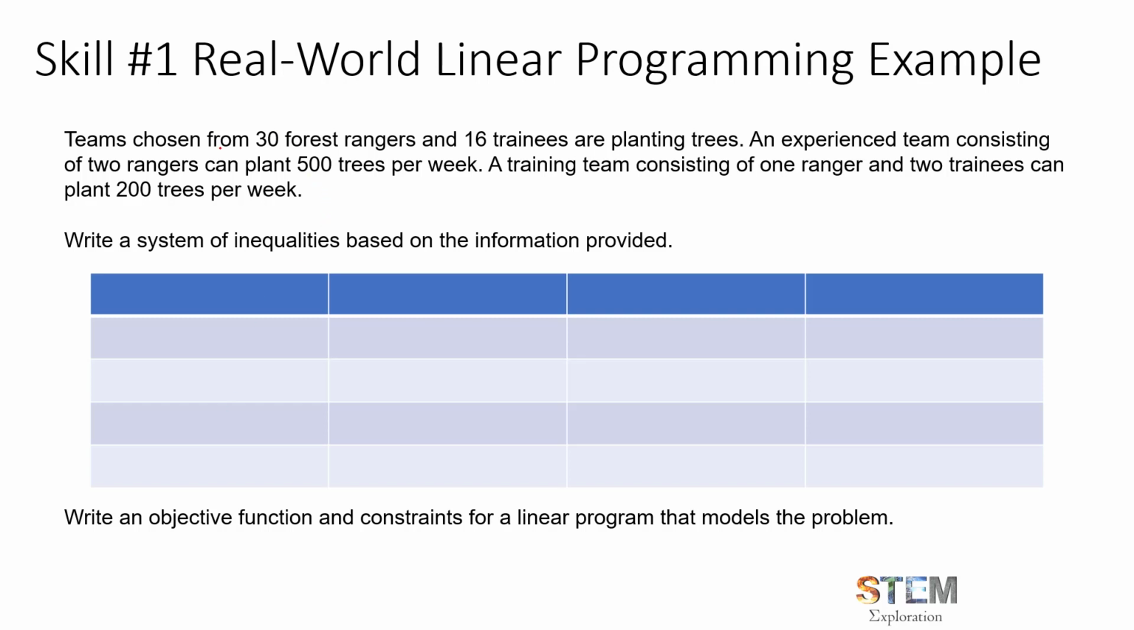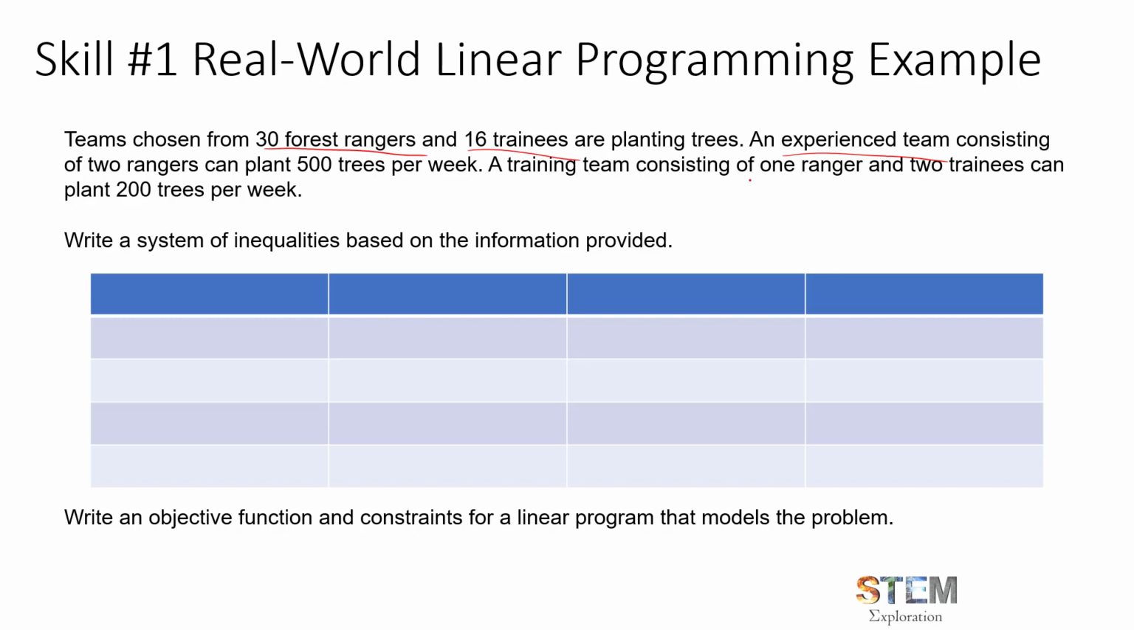With this given example, we have teams that can be chosen from 30 forest rangers and 16 trainees for planting trees. Right now I can tell you that there is a limited number of these people, and constraints are going to need to be created based on these restrictions. An experienced team consisting of 2 rangers can plant 500 trees per week. So we're going to want to make an inequality based off that.